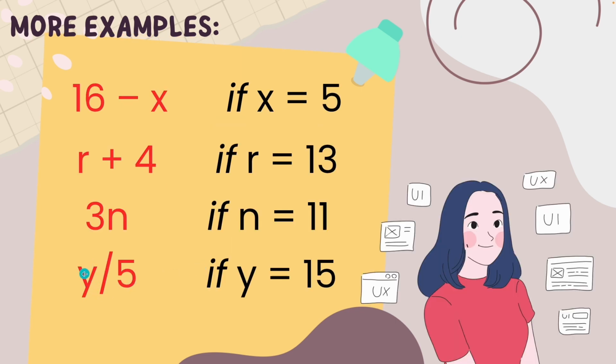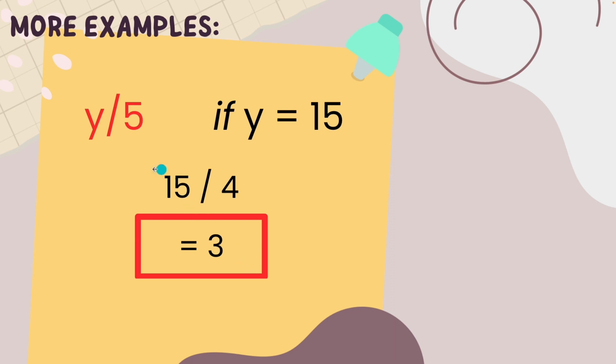Let us have this one. This is division. So we have y divided by 5 if y is equal to 15. This will be easy, right? So that will become y, or 15, divided by 5. I'm sorry for the typographical error I have here. So 15 divided by 5, that will be equal to 3. Let me change that for you.